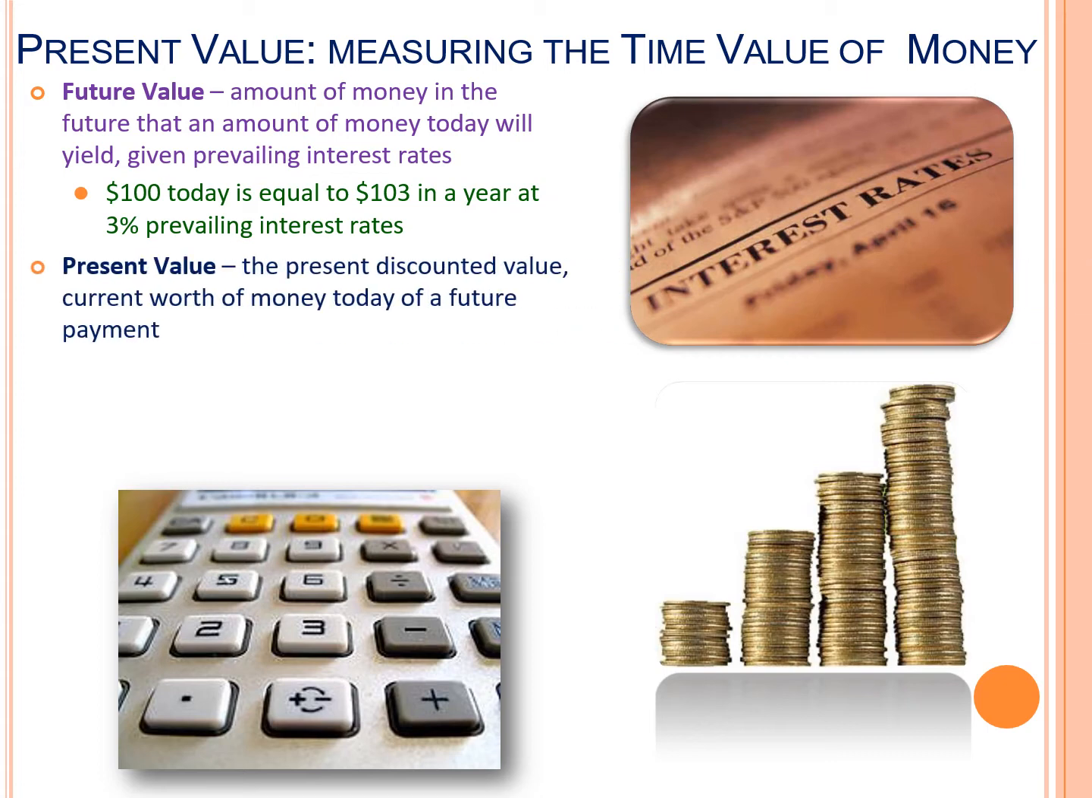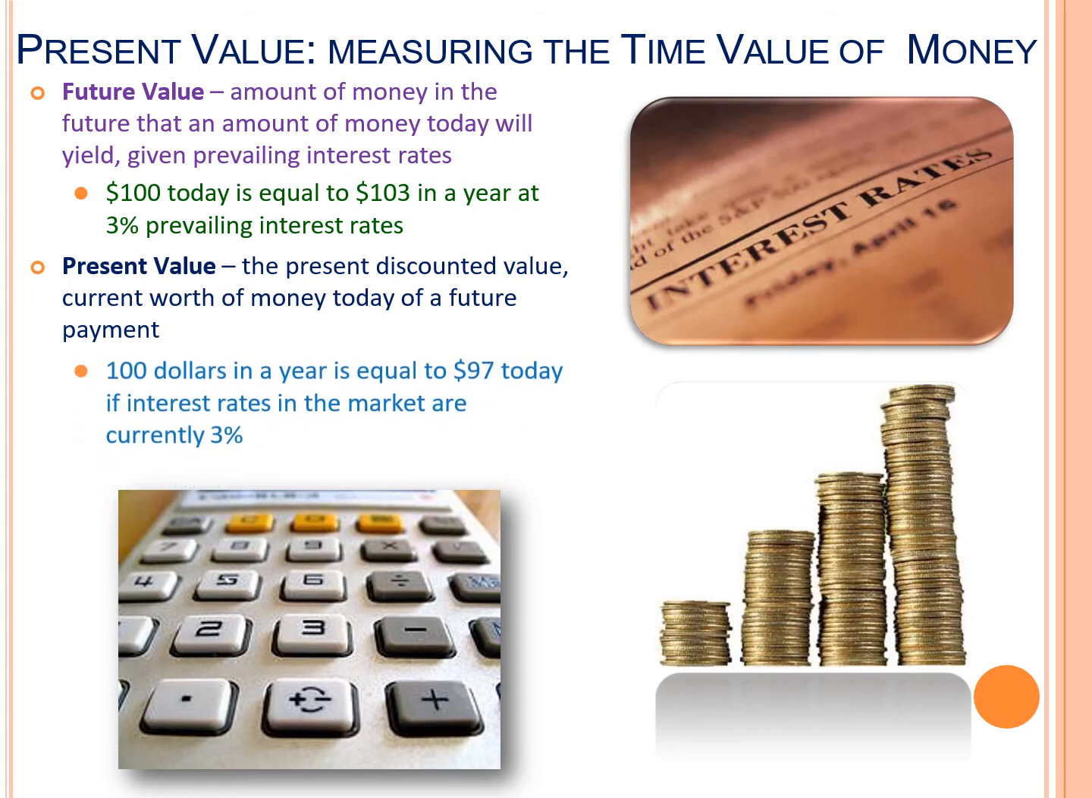Now the present value means the discounted value or the current worth of some money today for a future payment. So in other words, if you're trying to negotiate a contract, somebody's offering to pay you a certain amount of money a certain amount of time in the future, you could come up with a figure that represented how much you would need to have today to invest to have that exact same amount of money in the future, right? So for example, if somebody offered you $100 a year from today, that's equivalent to receiving $97 today if interest rates are currently 3%. That just means that if they paid you $97 today, you could invest it at 3% and you would have the exact same amount of money, $100, 1 year from today.